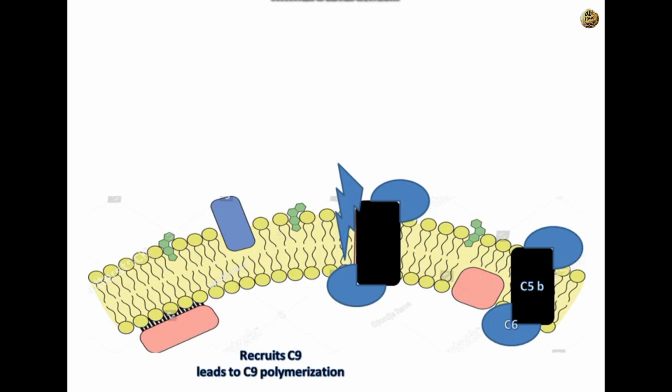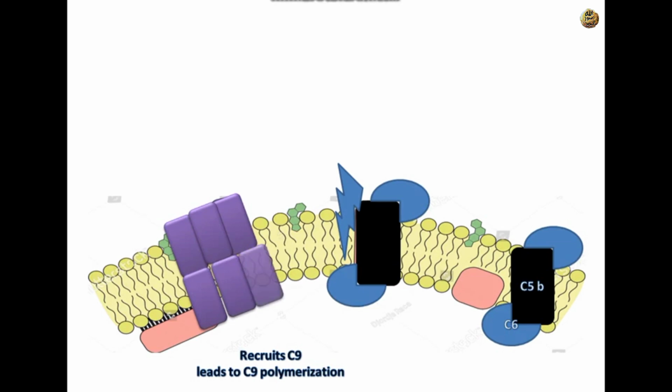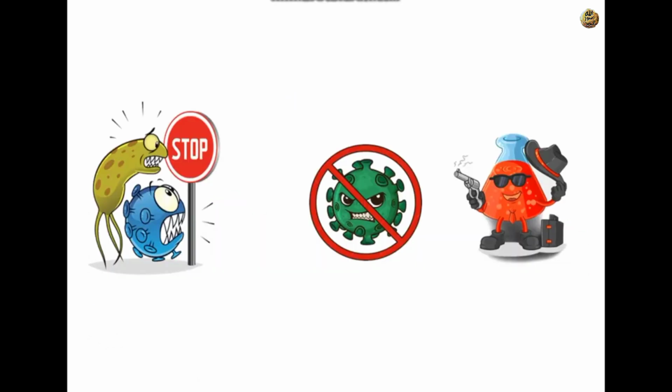As C5b, 6, 7, 8 initiates the polymerization of the C9 protein to the membrane of the pathogen, we get poly C9 in the pathogen membrane, which forms pores in the pathogen membrane and is called MAC. The MAC leads to calcium ion concentration increasing in the pathogen, which eventually bursts the pathogen via osmotic lysis. This is how the complement system works via the classical pathway.